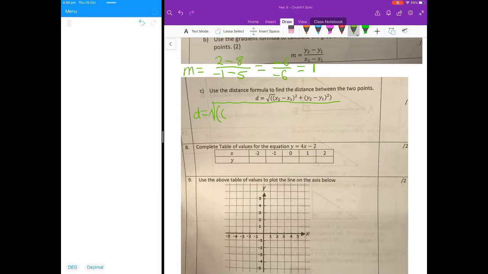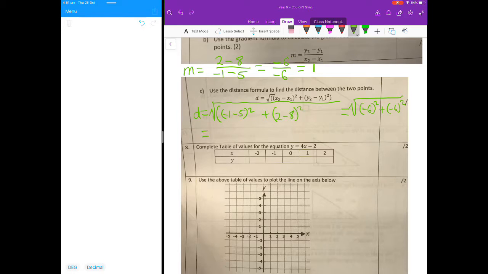We've got x2 minus x1, which was our minus 1 minus 5, and then we're going to square that section and add it to our y2 minus y1, which was 2 minus 8, and then we're going to square that section as well. There we are. Alrighty, let's just simplify those bits underneath. Minus 1 minus 5 is minus 6, so we're going to be looking at squaring minus 6, and 2 minus 8 is also minus 6, so again we're going to be looking at squaring minus 6.